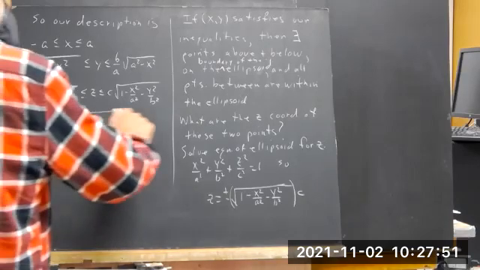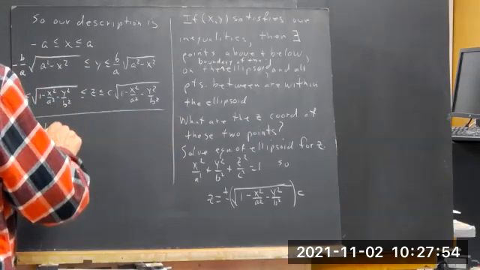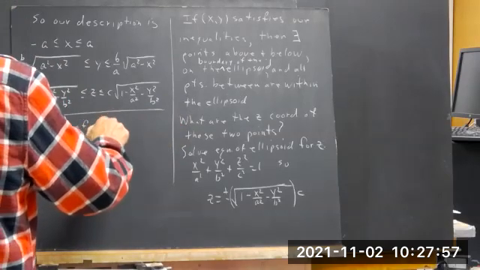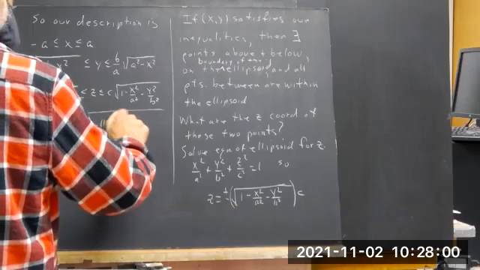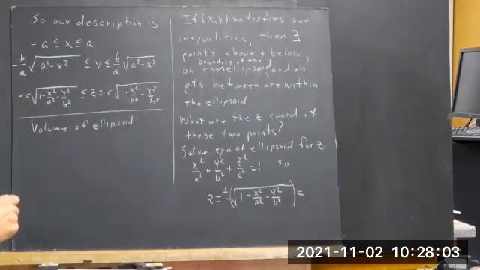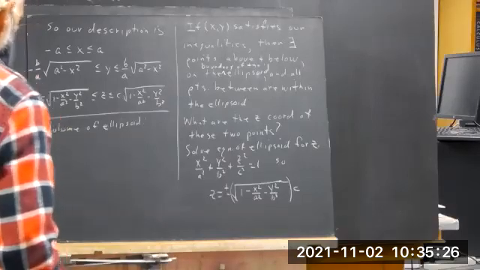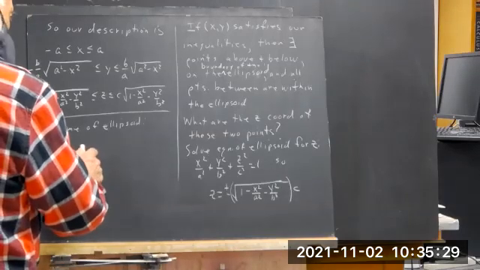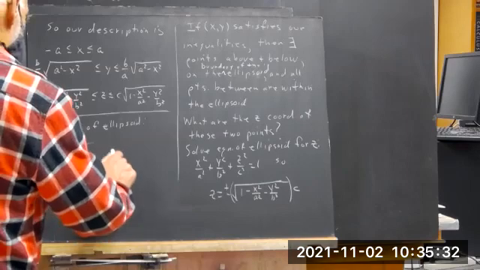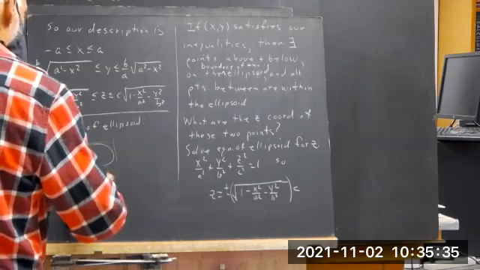So now, what's the volume? That's the volume of the ellipsoid. Okay, well, we start with the ellipse in the XY plane.